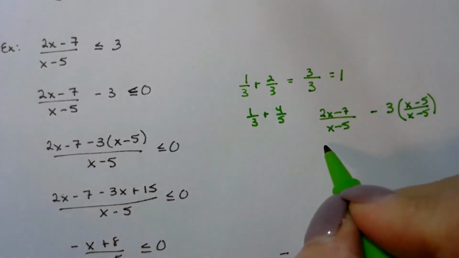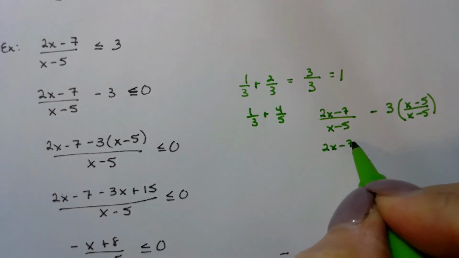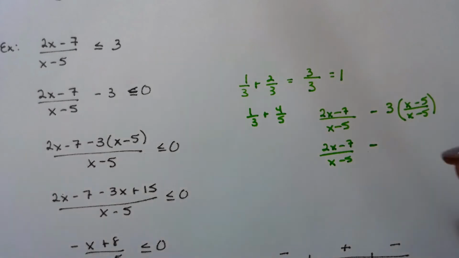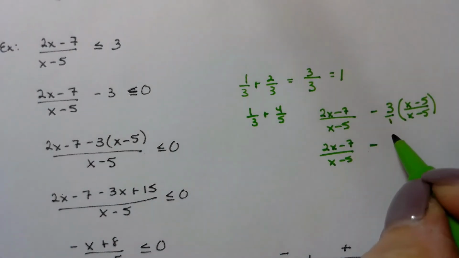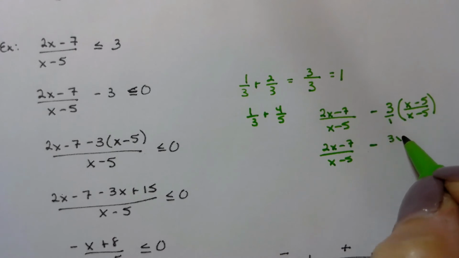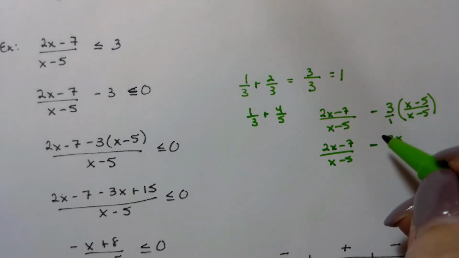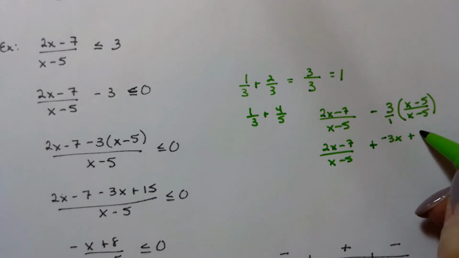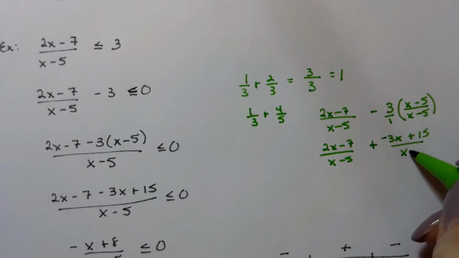Now if I multiply, I get 2x minus 7 over x minus 5 minus, if I distribute, so remember this is over 1, if I distribute this 3, I'm going to have negative 3x, or you can write this as plus and do negative 3x plus 15 over x minus 5.